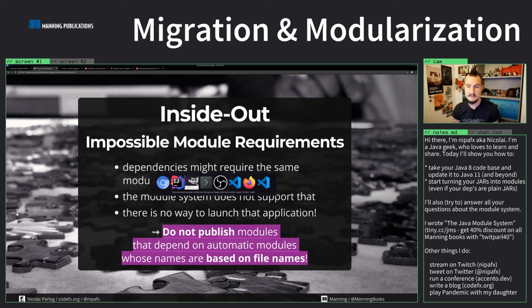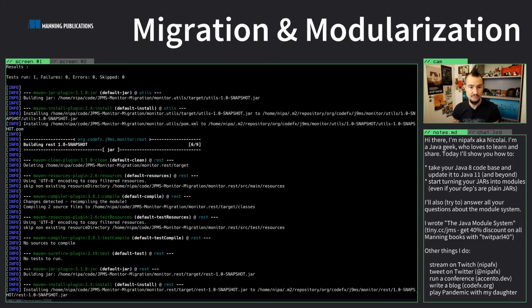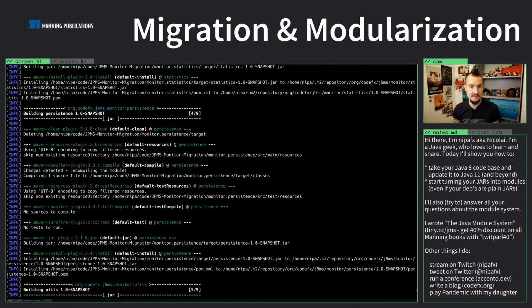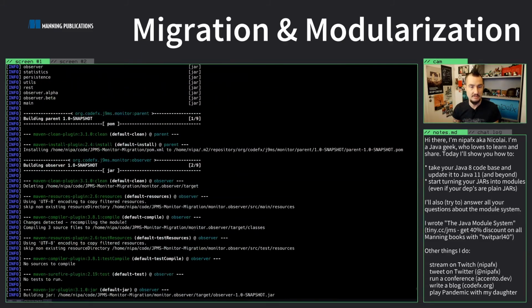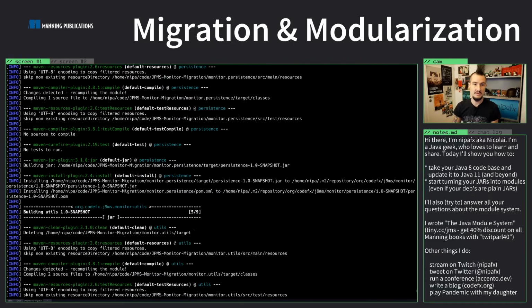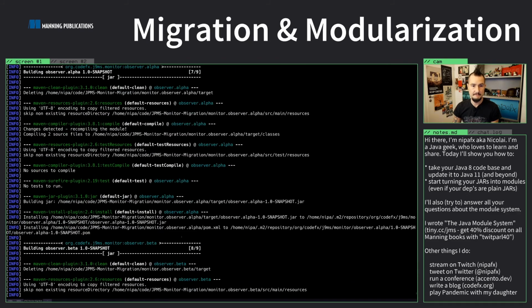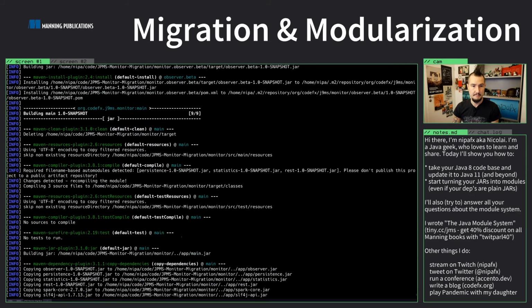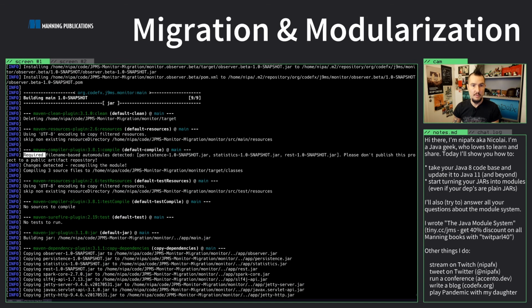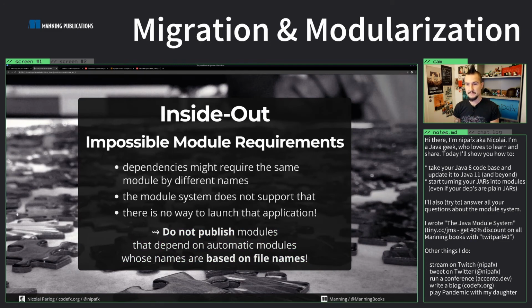And we've seen that from Maven. Maven was complaining about that earlier. That was the message that I showed you. Let me see what I can find. I can't, apparently. Remember Maven said, do not publish these to the repository because you're using blah, blah, blah. Well, that error message, that was the reason for that. There it is. Required file name based automatic modules detected, blah, blah, blah. Please don't publish this project to a public artifact repository. Okay, that's the reason why.